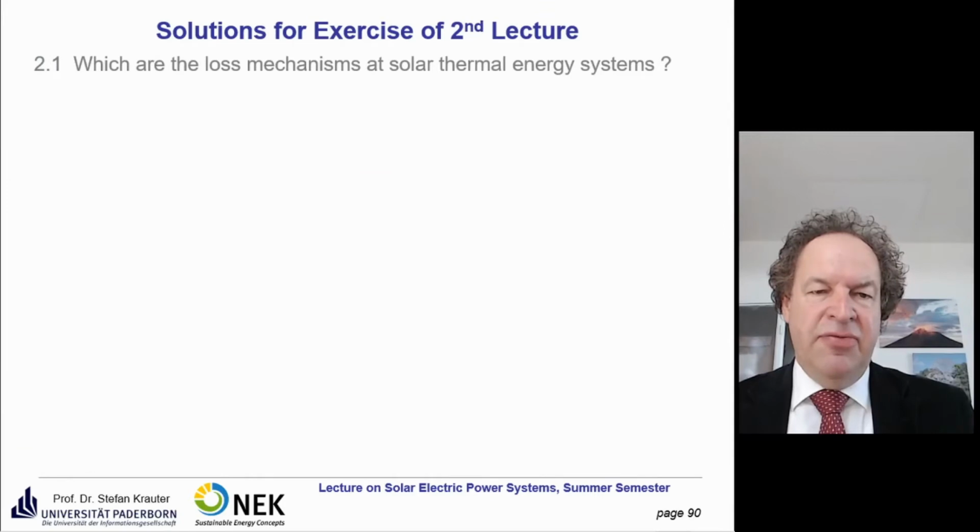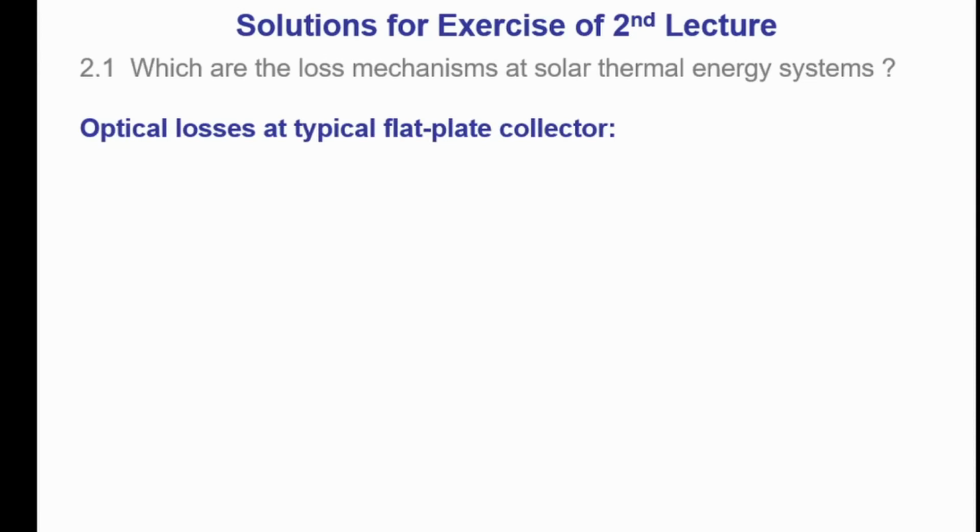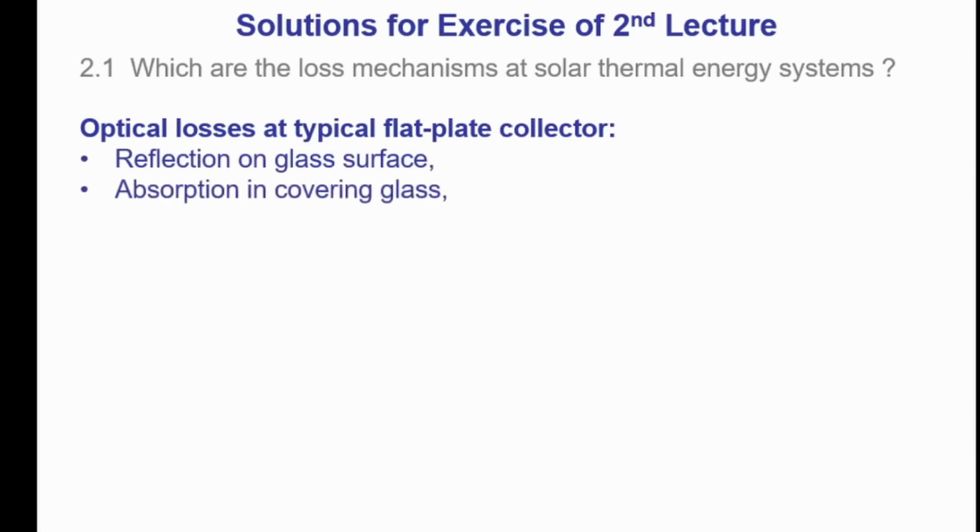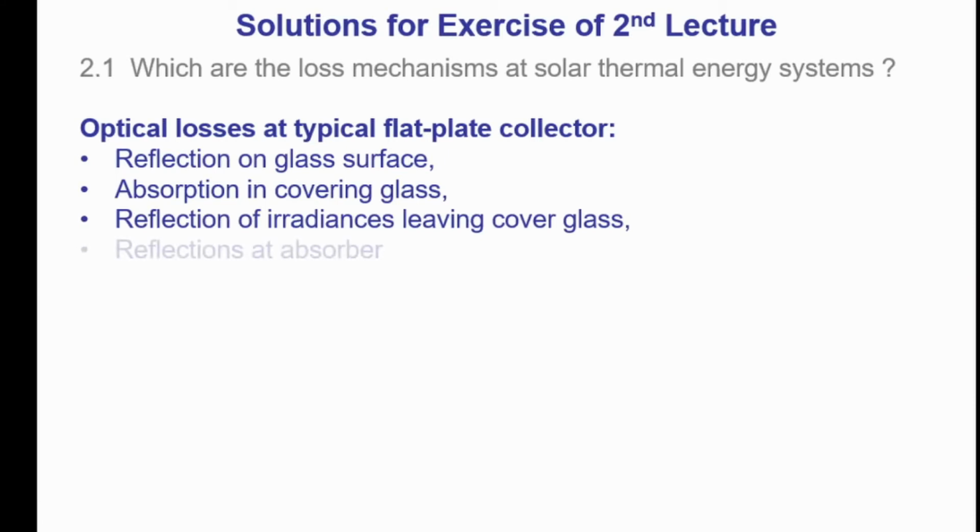The solutions are here. Which are the loss mechanisms at solar thermal energy systems? So the optical losses at a typical flat plate collector are, we had reflection on the glass surface. We have absorption in the covering glass. Remember the graph here, we saw that reflection, both interfaces together, are 8%. And we have reflection of irradiance leaving the cover glass. Also, this is both 4%. So we have reflection on the glass surface 4%, absorption 2%, and the reflection of irradiance on the interface from the glass to the air again 4%. Reflections at the absorber, I think it was 6% or so.